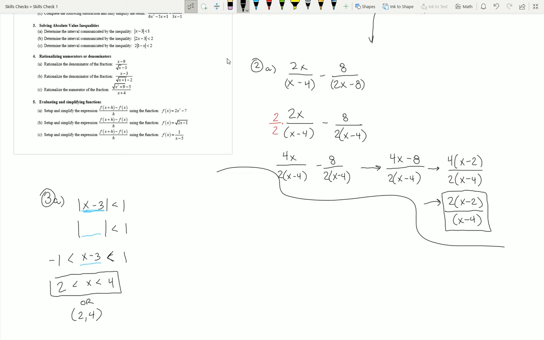All right, so now let's go ahead and see what the fourth topic is all about. You'll see here that it asks us to be able to rationalize either the denominator or the numerator of the fraction. You might recall that in algebra classes in the past, you've often been told that you shouldn't ever leave a radical in the denominator of a fraction.